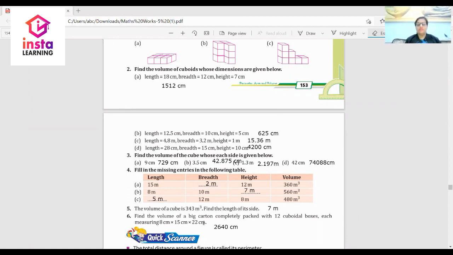Now find the volume of a big carton completely packed with 12 cuboidal boxes, each measuring 8 centimeter by 15 centimeter by 22 centimeter. So this is the volume of a box. If we want to know the volume of the 12 boxes, we have to multiply again. 2640 is going to be multiplied again by 12. So the answer here will come 31,680 centimeter cube. This is the proper volume of a carton.